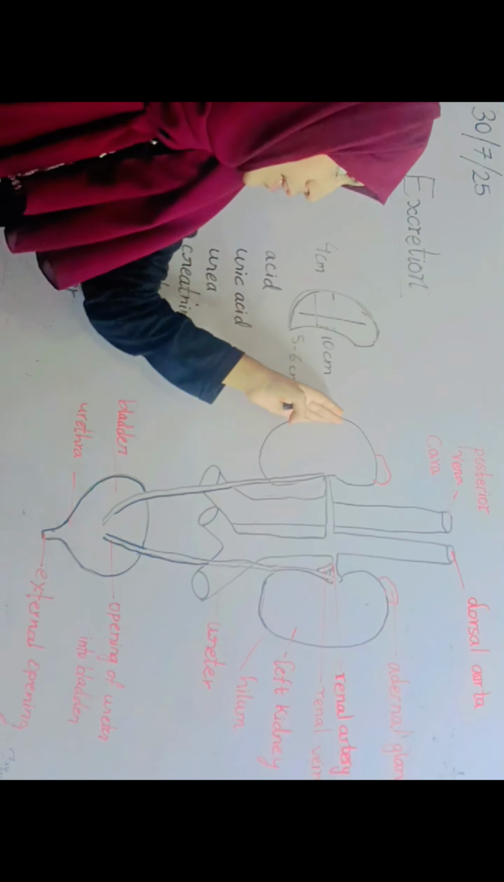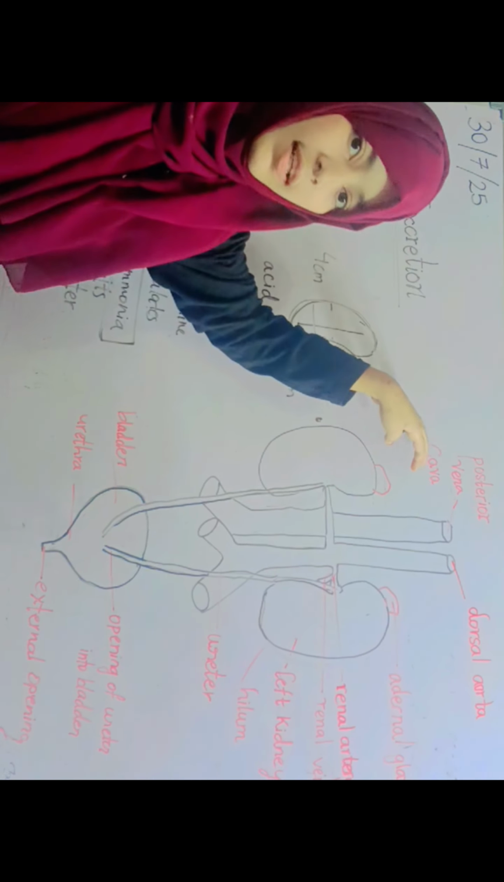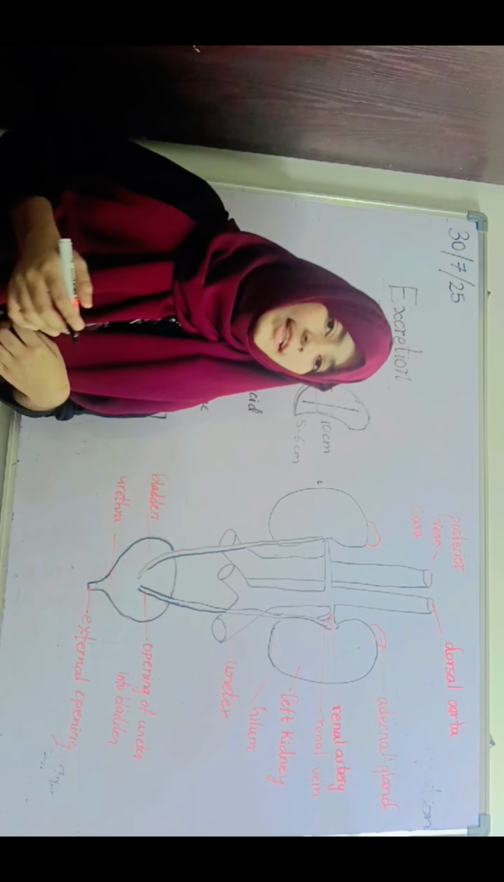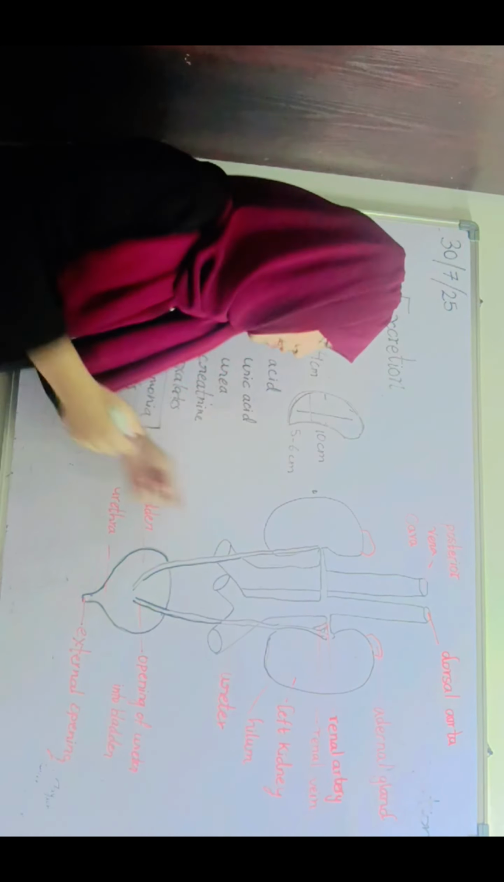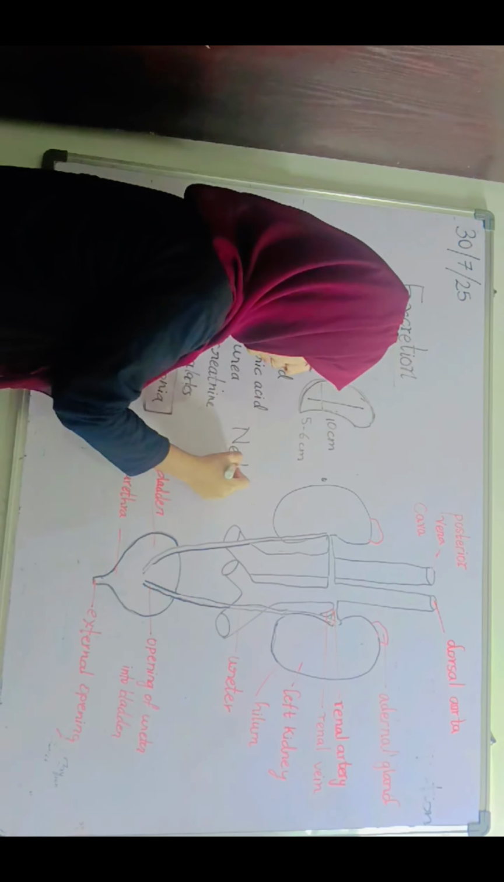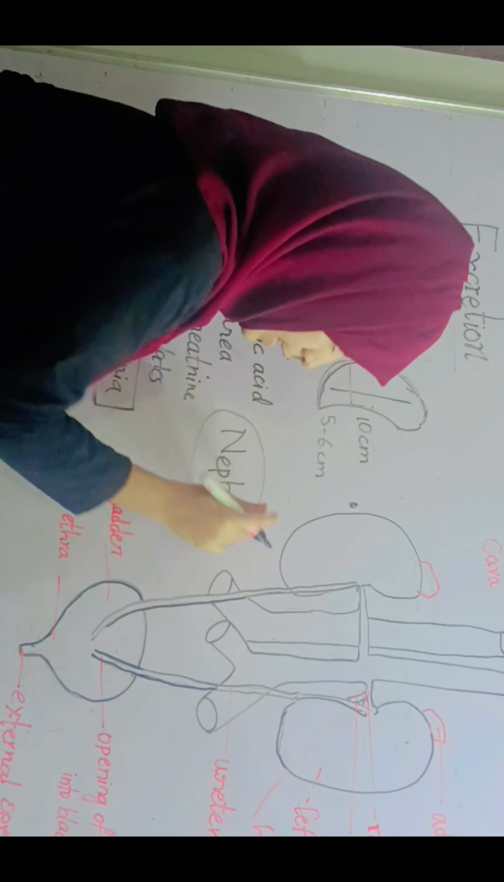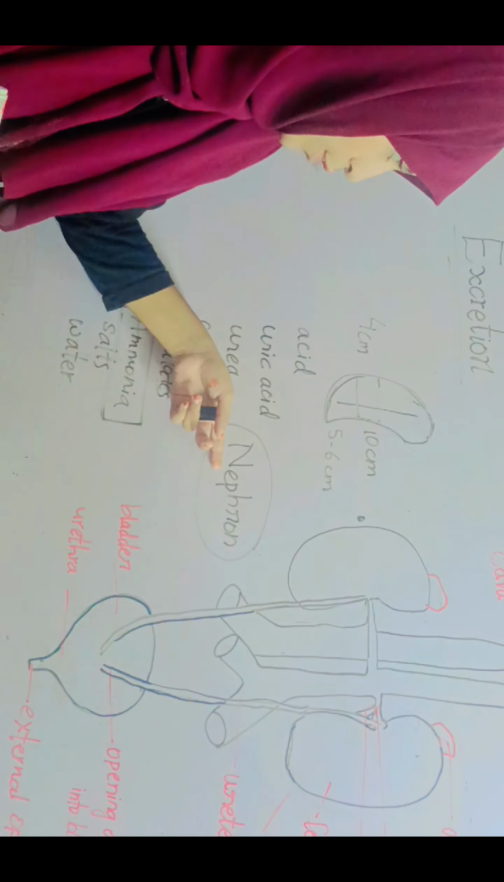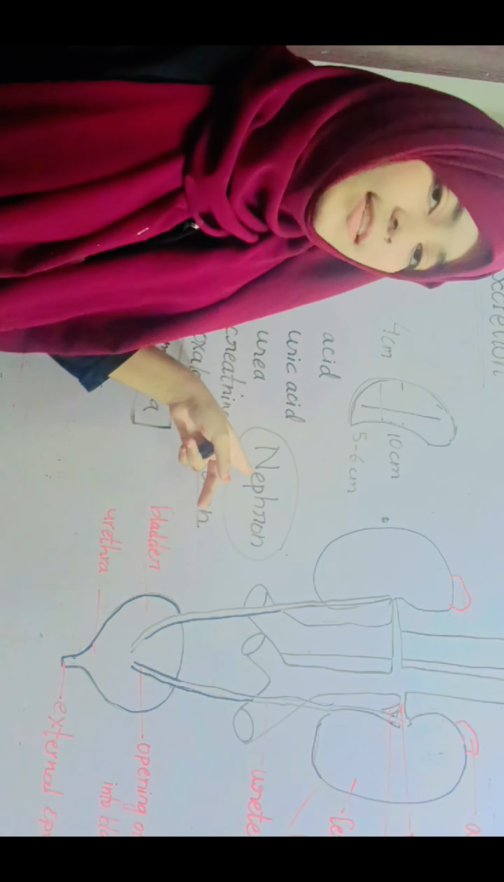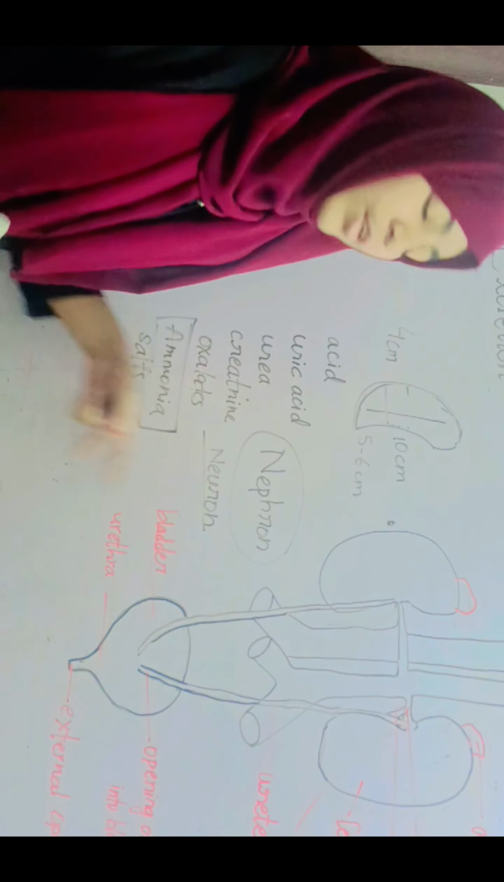The right kidney is slightly placed lower than our left kidney because the place is occupied by our liver. Do you know what is the structural and functional unit of our kidney? The nephron is the structural and functional unit of our kidney. This is very small in size, but the function is very much. That is why it is called structural and functional unit of kidney. In brain, neuron is the structural and functional unit of brain. So don't confuse. What is the function of nephron? It filters the blood and removes toxic substances.